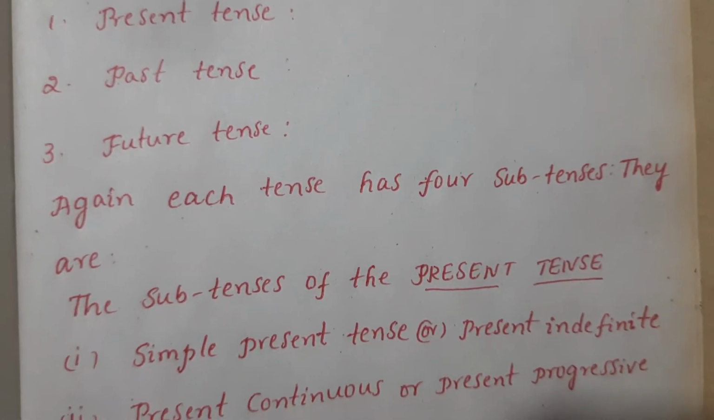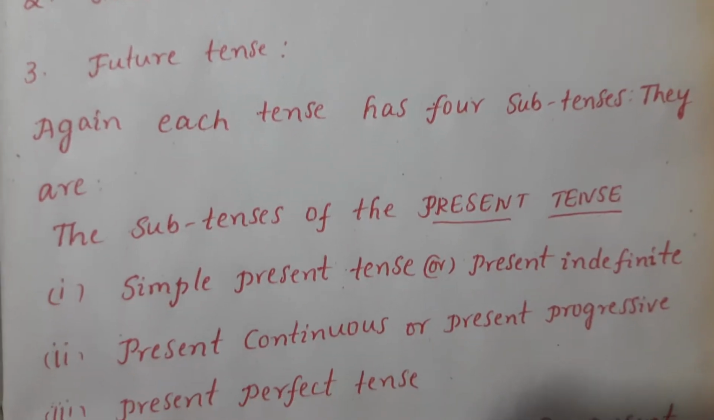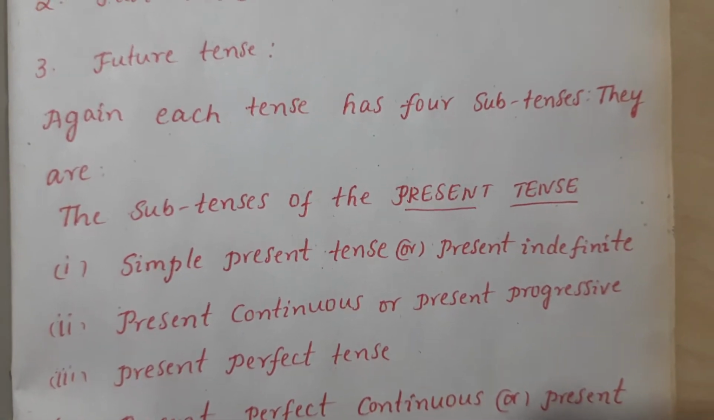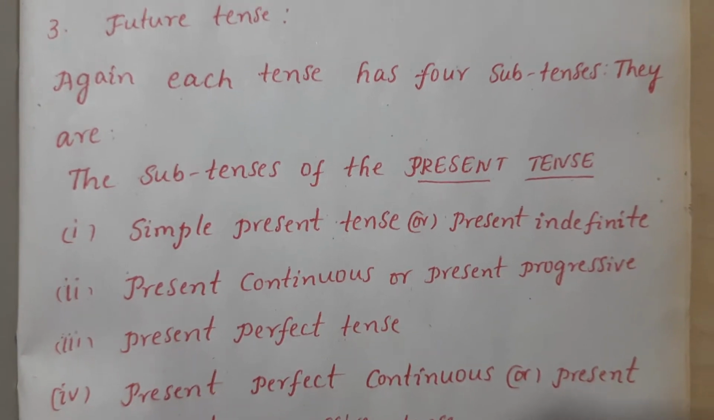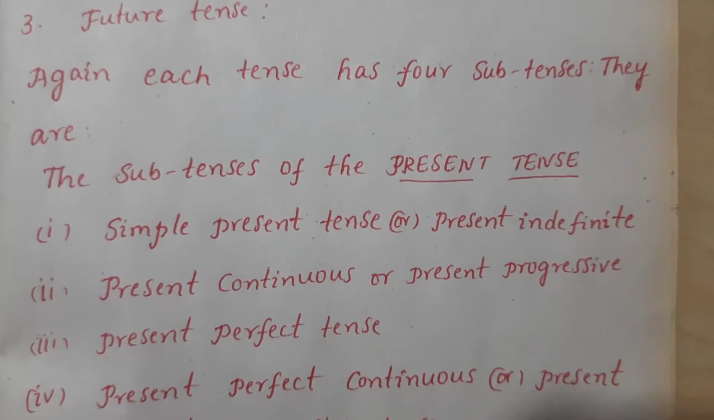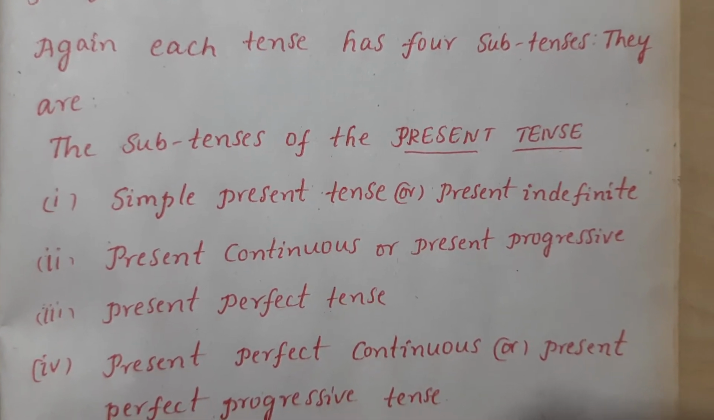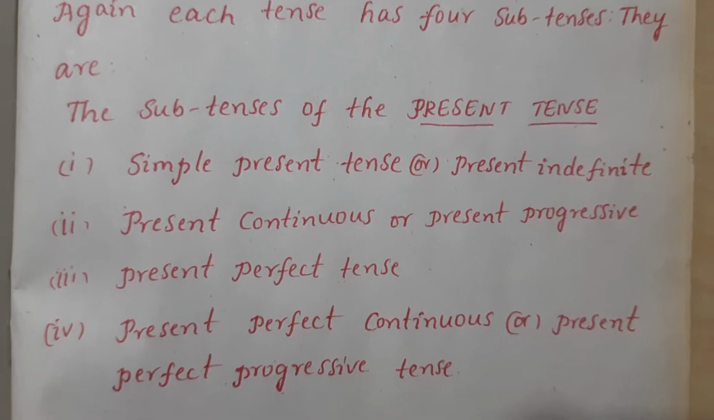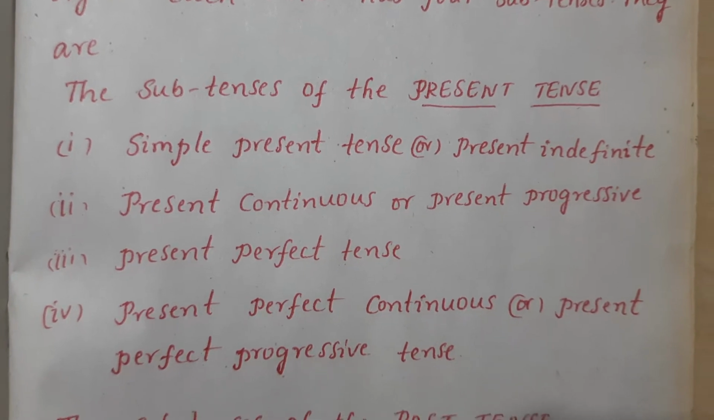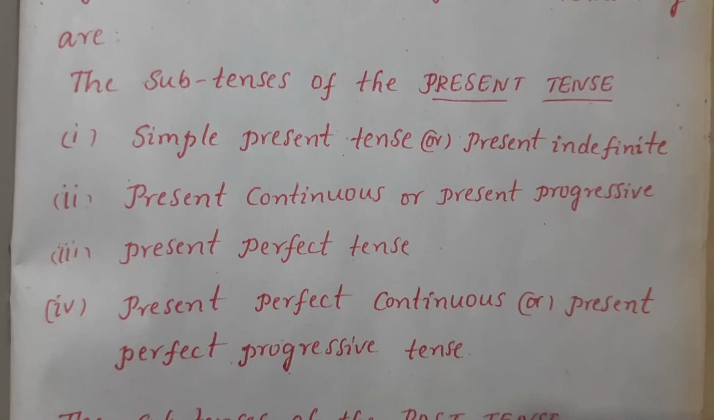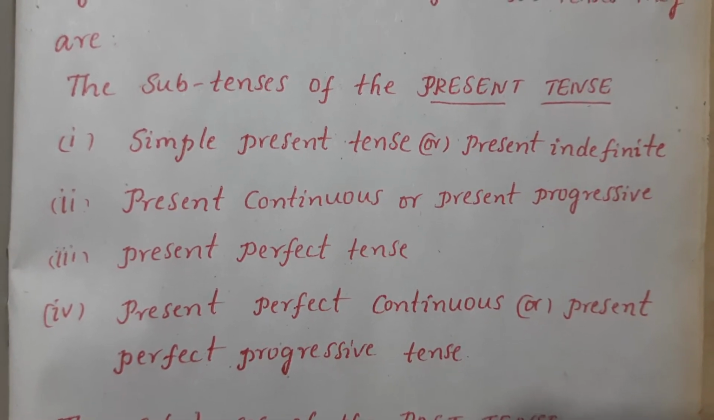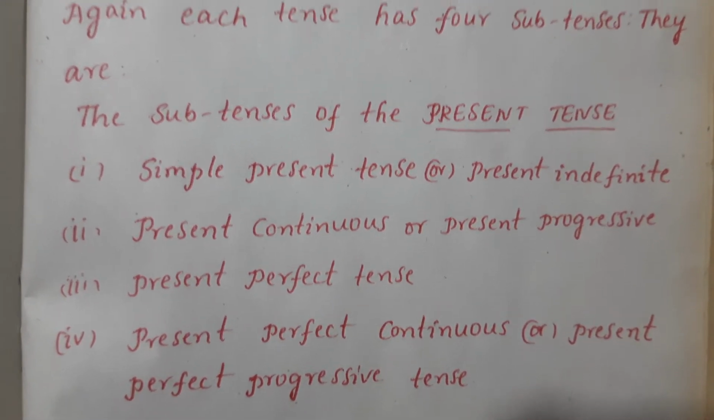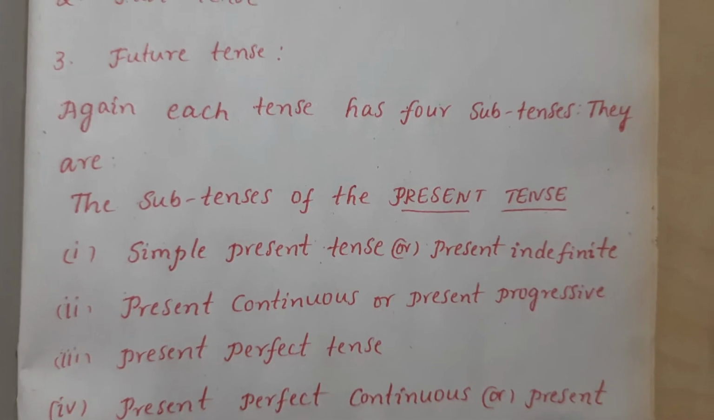The subtenses of the present tense are simple present tense or present indefinite tense. The second subtense of the present tense is present continuous or present progressive tense. The third subtense of the present tense is present perfect tense. And the fourth one is present perfect continuous or present perfect progressive tense. These four are the subtenses of the present tense.